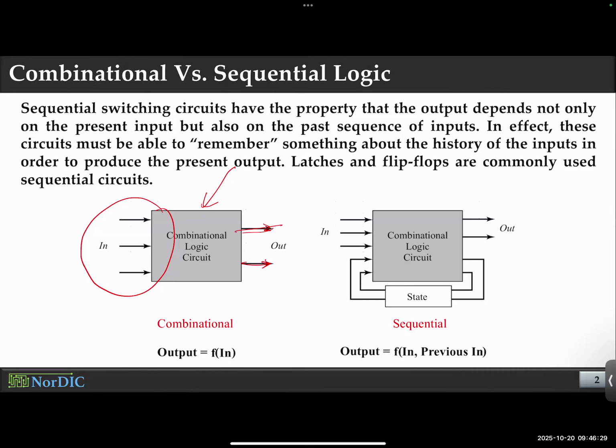Okay, so that's combinational circuit. There is no history in this circuit. There is no feedback in this circuit. And the outputs are only a function of input. This is the expression that you should keep in mind. Output is just directly a function of input.